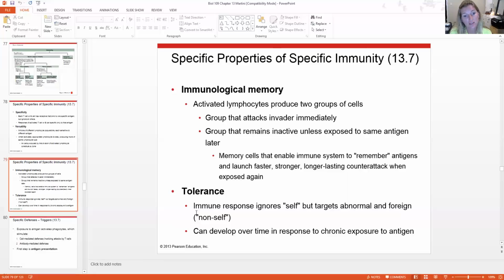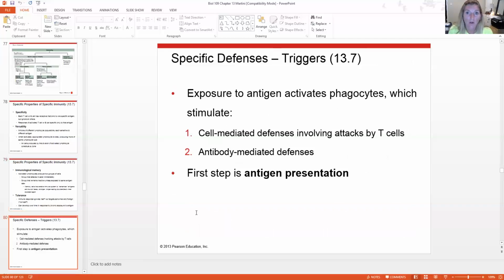Our specific defenses also have tolerance. Our immune responses will actually ignore the cells that are supposed to be there, and they will specifically target all of the foreign or abnormal non-self cells. This can develop over time, over the exposure to a particular antigen as well. So if your body's under chronic attack from a particular pathogen, your body could get a tolerance immune system to it.